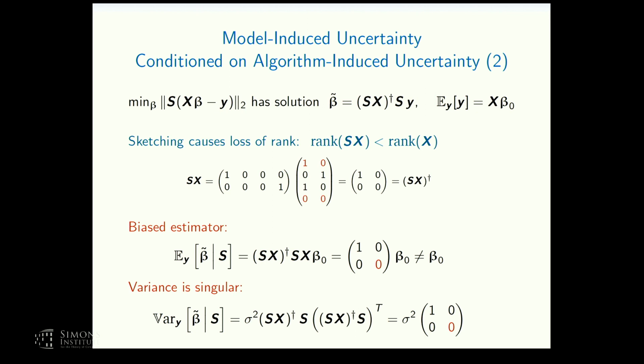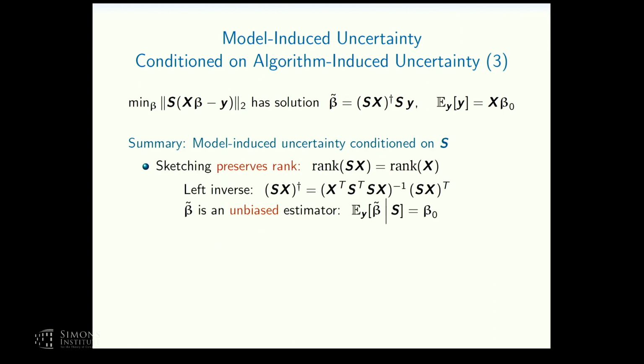Now if we take another sketching matrix, again, the sketching matrix S has full row rank. The two rows are linearly independent. But the rows it samples from X are this one and this one. So now the sketched matrix is rank deficient. There is no inverse anymore, so we have to take the pseudo-inverse to get a minimal norm solution. So now this times this is not the identity anymore. It's just this. So in general, for general beta 0, this is not equal to beta 0 anymore. So we have a biased estimator. And also, if you put this matrix into the formula for the variance, you'll see that the variance is singular.